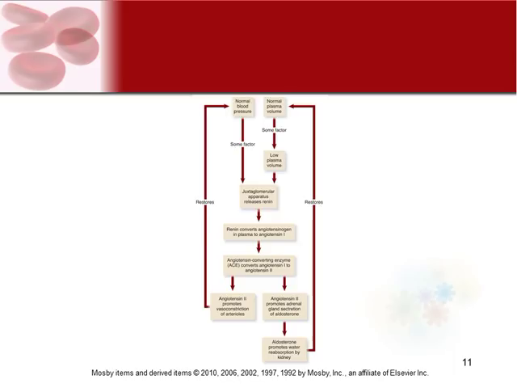And there's just a picture of a kind of flow chart here, I guess. So if you have a normal plasma volume versus a low plasma volume, and some of the things that it triggers. So this is how your angiotensin and your aldosterone system will work.